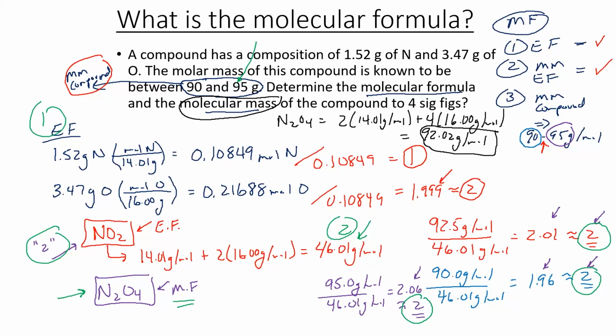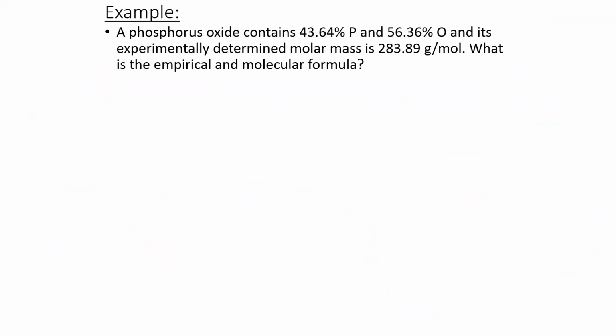Okay, let's take a look at another one here. Here it is. All right, so in this case, we have phosphorus oxide contains 43.64% phosphorus, 56.36% oxygen, and has an approximate molar mass of 283.89 grams per mole. So once again, in this case, we're actually looking for both things, the empirical formula and the molecular formula.